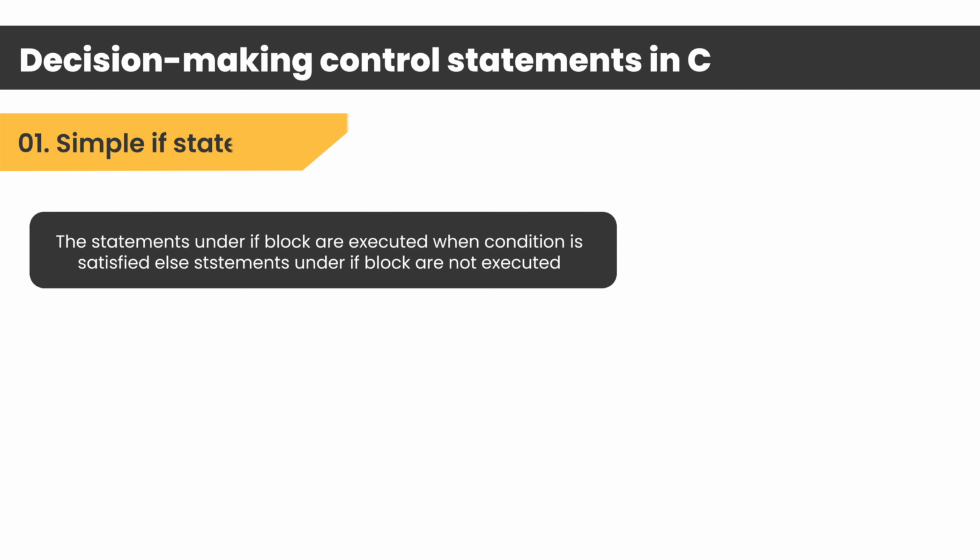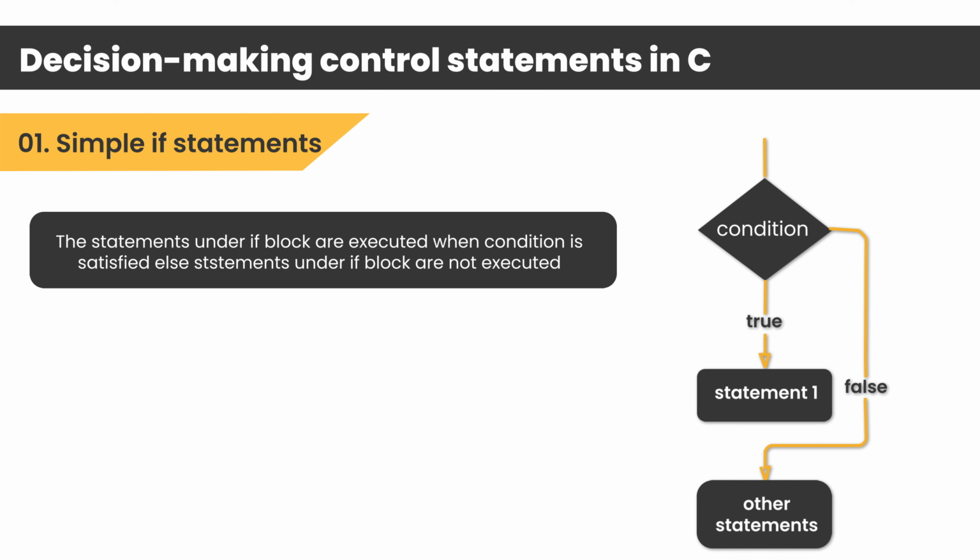Now let's have a look at simple if statements. When you look at the flowchart, it is very clear that it first evaluates the if condition, and if the condition is true, the statements under if will be executed, else, other statements outside the if will be executed. And the syntax of simple if is if condition followed by statements inside the curly brackets. Now let's execute a simple program using if statements.